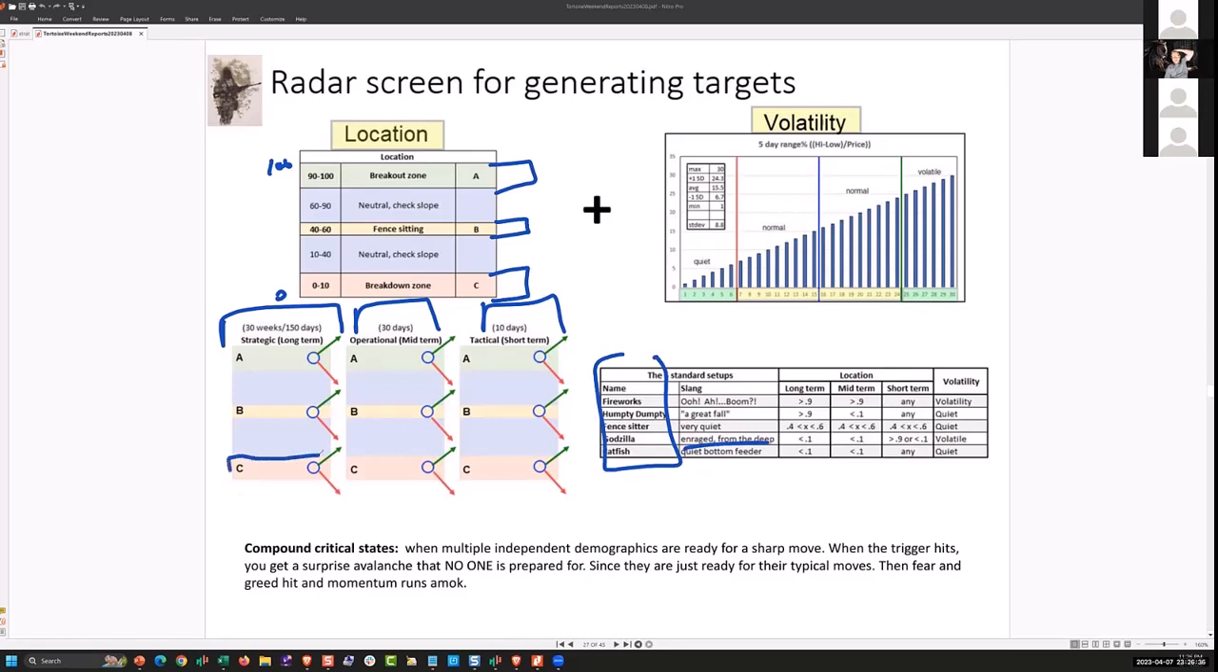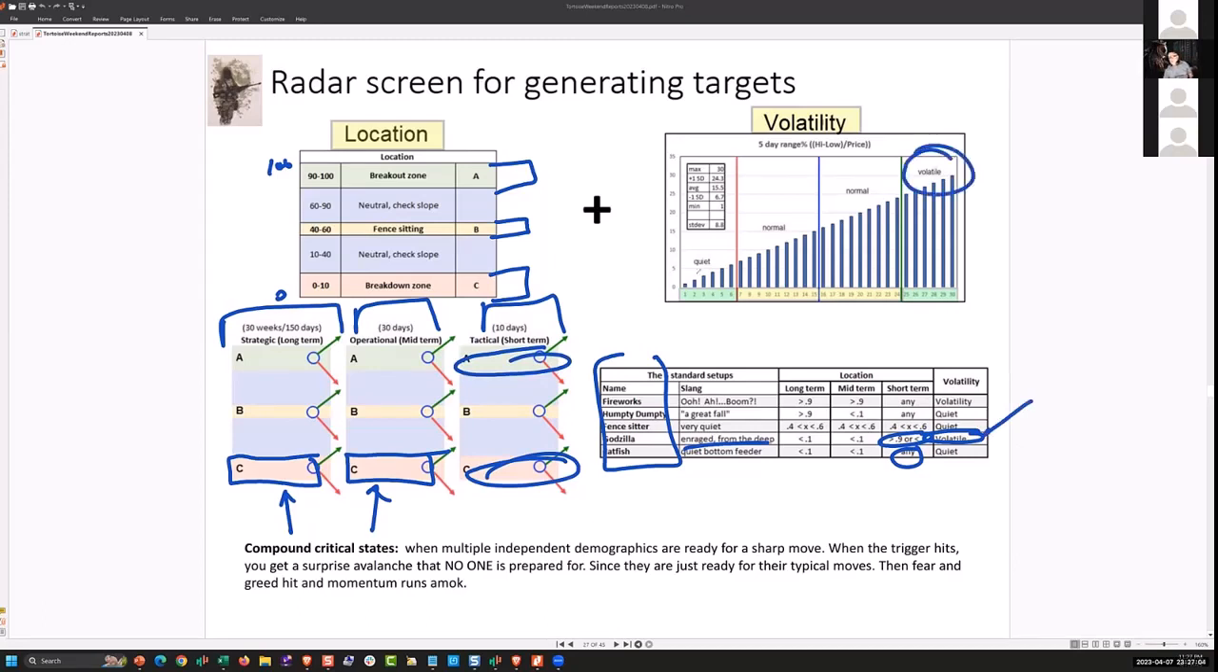Like my favorite is the Godzilla. He is oversold on the 150 and oversold on the 30, and then he can be any position on the short-term 10-day. I don't care. The fact that he's here, plus his volatility is volatile. I'm sorry, I like the greater than not. I like him here or there is best. But I also want him to be very volatile. I actually don't mind if he's very quiet too.